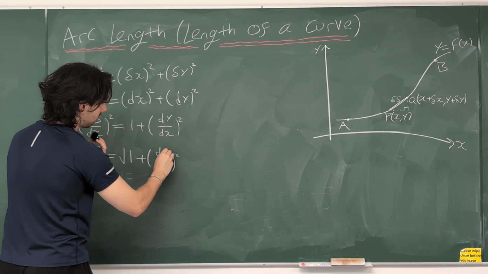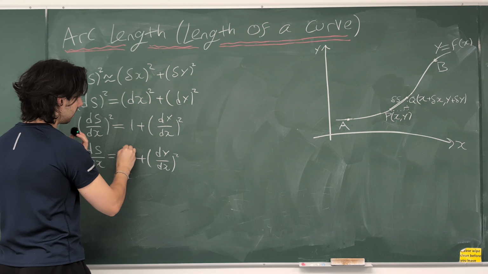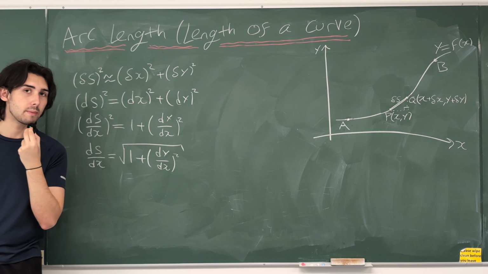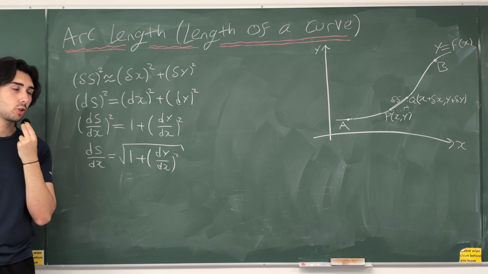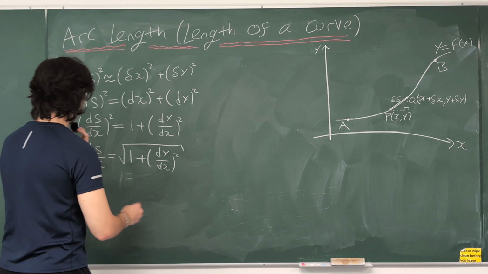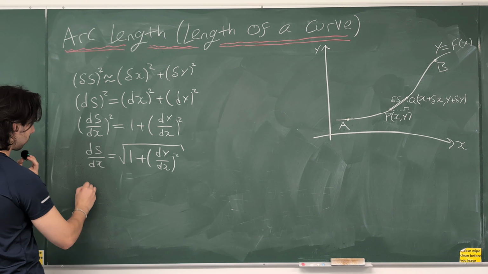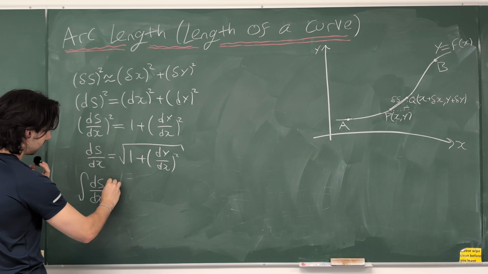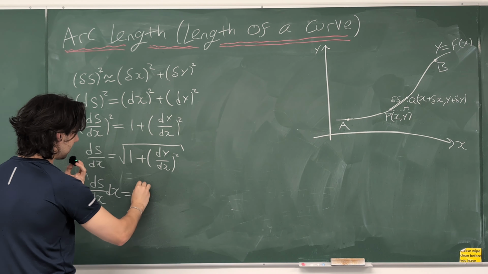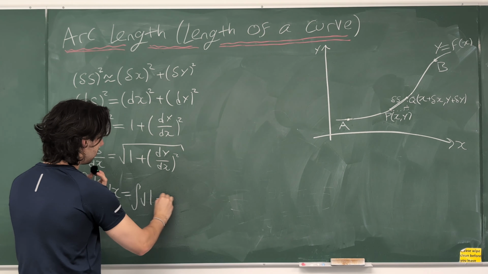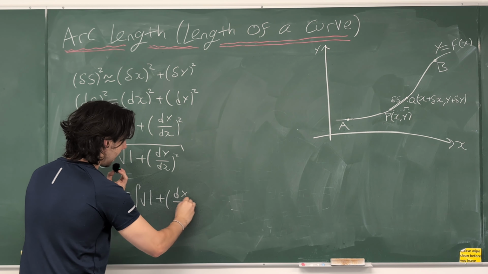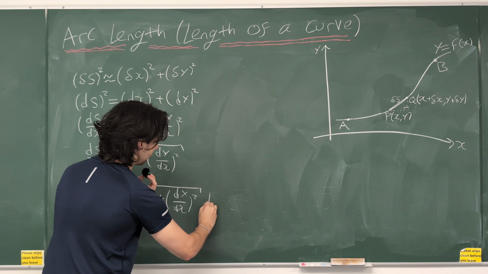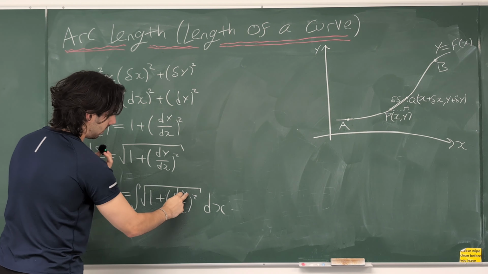And that's supposed to be a y, but it's drawn very badly. There we go. Cool. And then I'm going to integrate both sides with respect to x. So I'll do it down here. The integral of ds/dx with respect to x is equal to the integral of the square root of 1 plus (dy/dx) squared dx, and that is a y.